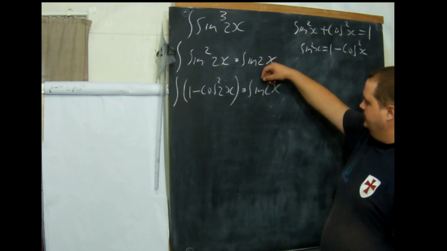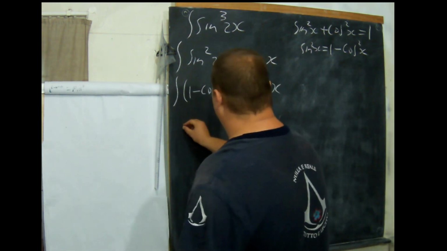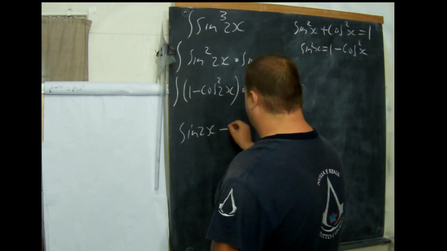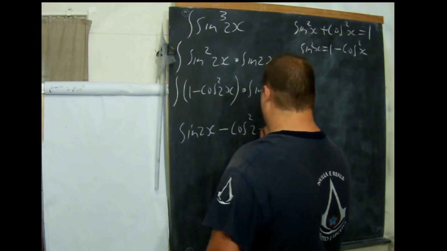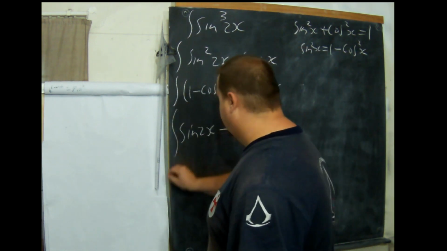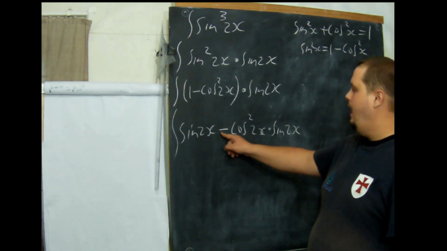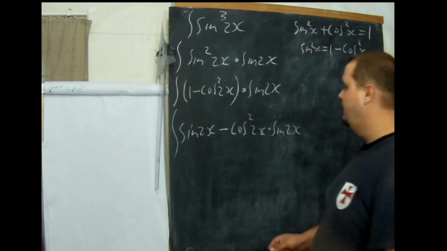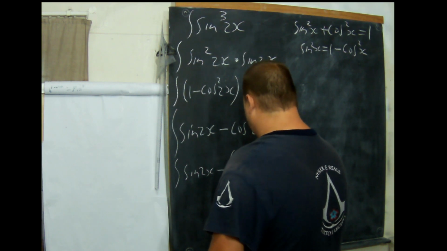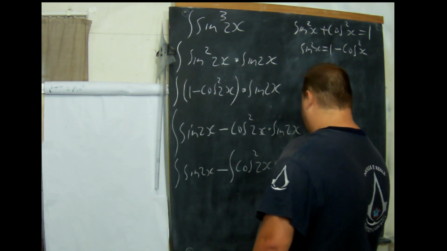Okay, now what we need to do is multiply the sine 2x into the bracket. So we are foiling. Sine times 1 is sine 2x, and then minus cos squared 2x multiplied by sine 2x. And this is all integrated. Now, because we have a minus sign in our sum, we can actually put another integral sign here. So, what we're going to do is integrate sine 2x minus the integral of cos squared 2x multiplied by sine 2x.